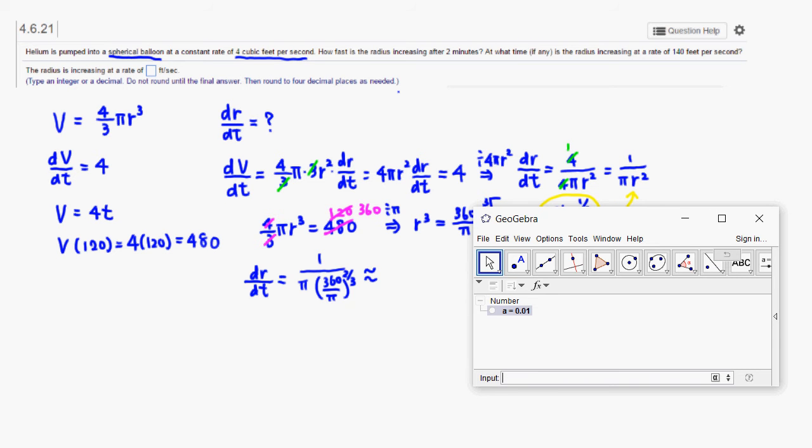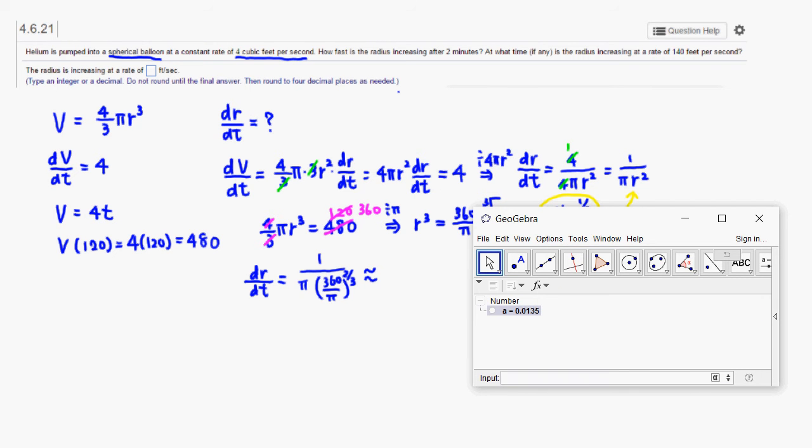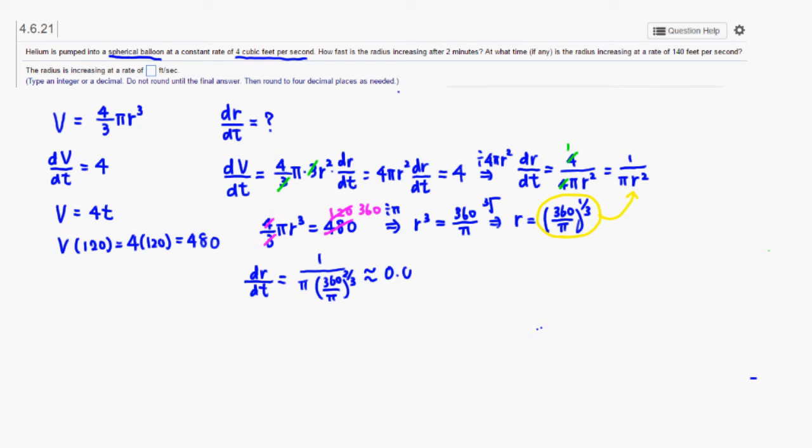Now I need to look at rounding to 4 decimal places. So it's 0.0135. Right, so let's put that in there.